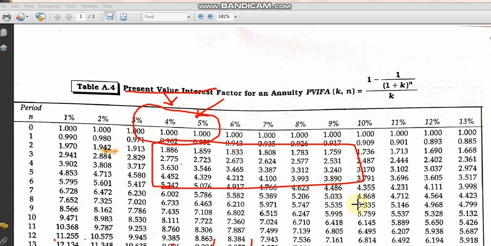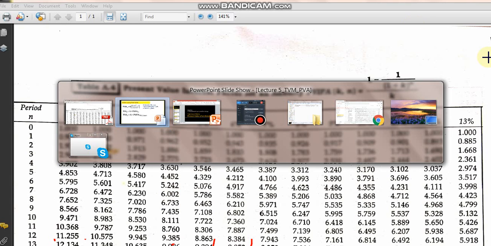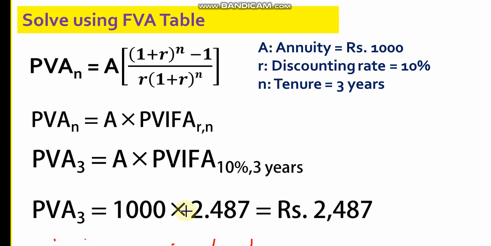So let me first clean this. This is my value, 3 years and 10%, 2.487, right? Once I just replace this value here, I get the answer. So 1000 is my annuity into PVIFA, I get the table value 2.487. So it replaces my calculation. I just multiply this, I get the answer, right?